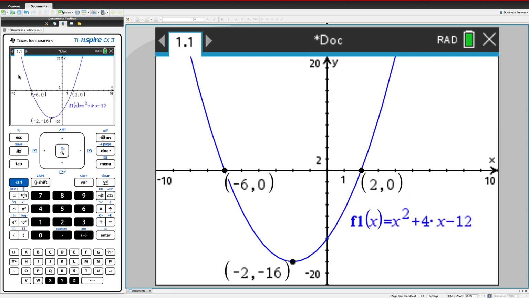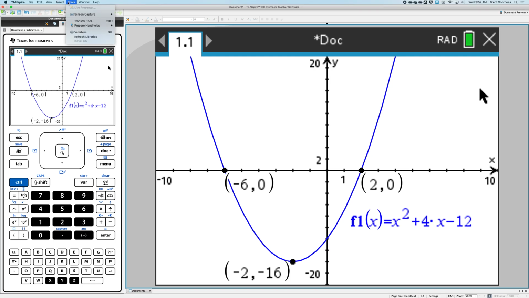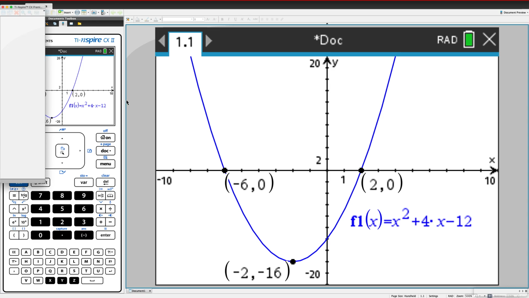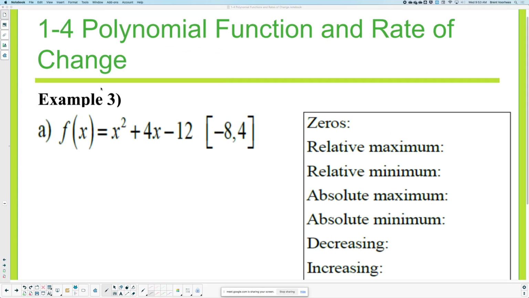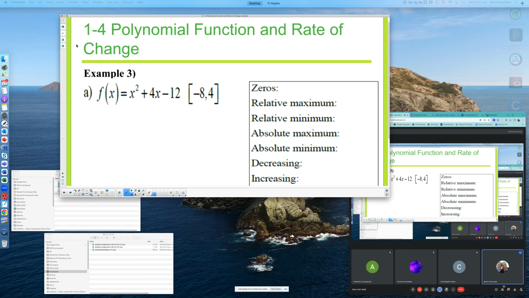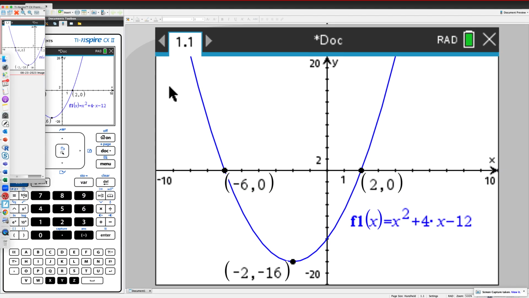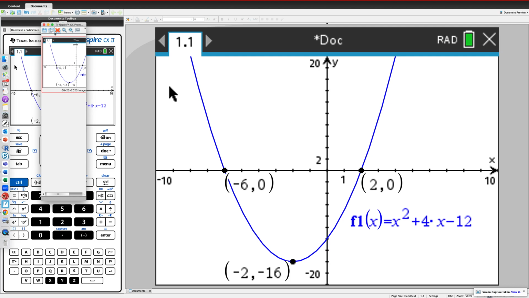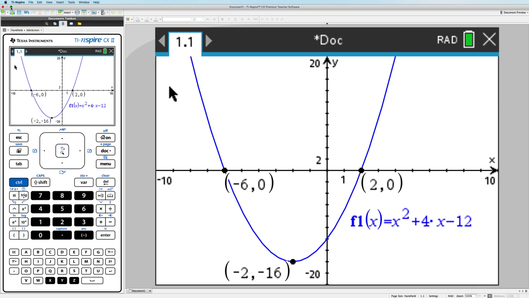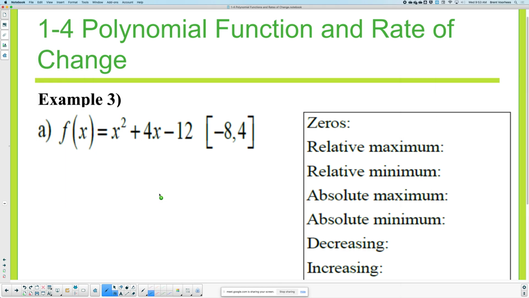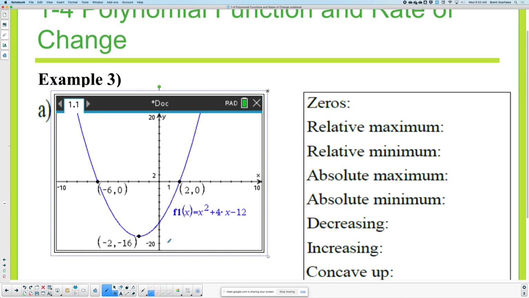For a second, I'm going to stop here. Sorry, let me get this over. Let's see if this will cooperate. There we go. Okay.